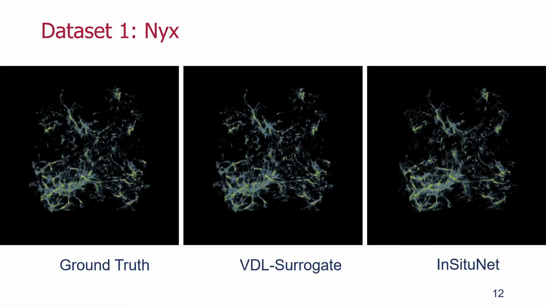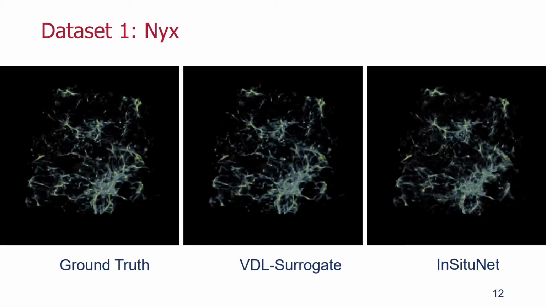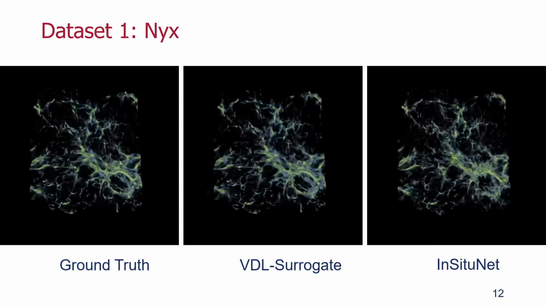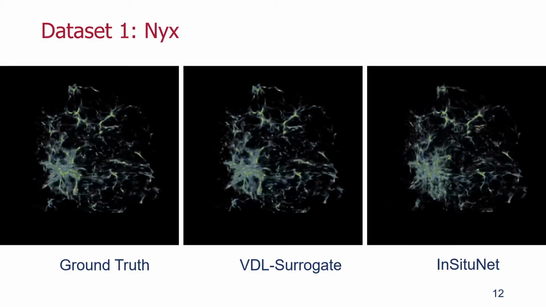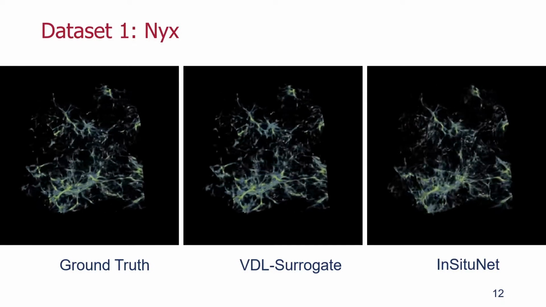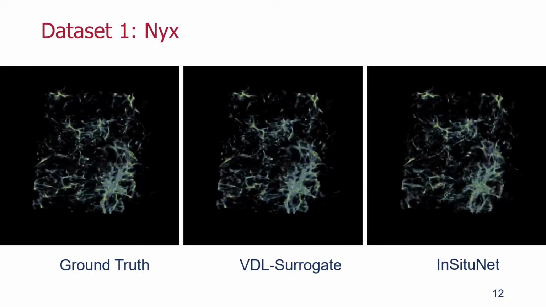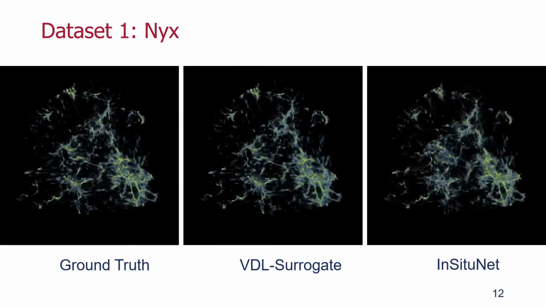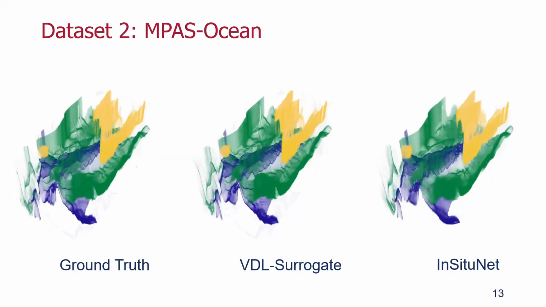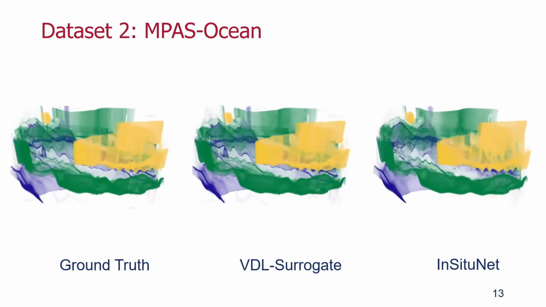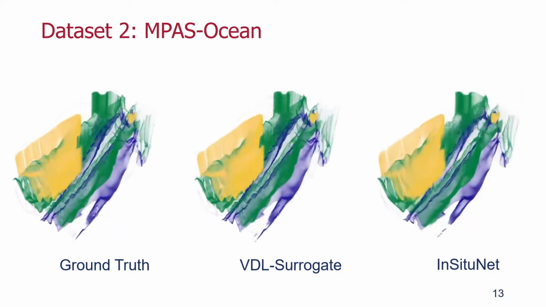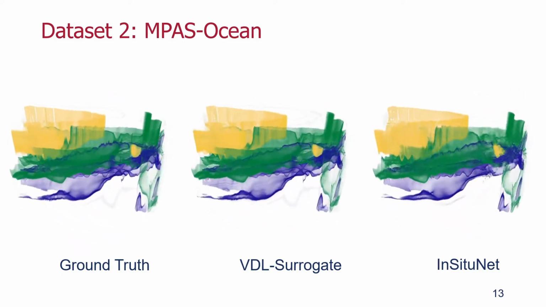Qualitative evaluation. First, for the Nyx dataset, we predict the visualization images of the log density field from a sequence of different viewpoints. As you can see, VDL-Surrogate generates high-quality visualization images without popping effect when changing viewpoints, compared to the baseline method InSituNet. Next, for the MPAS-Ocean dataset, we predict the visualization images of the temperature field from a sequence of different viewpoints, and we have similar observations.